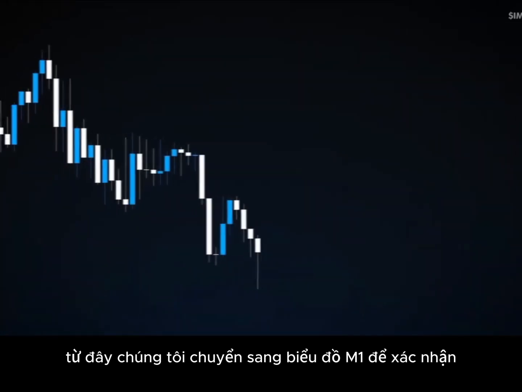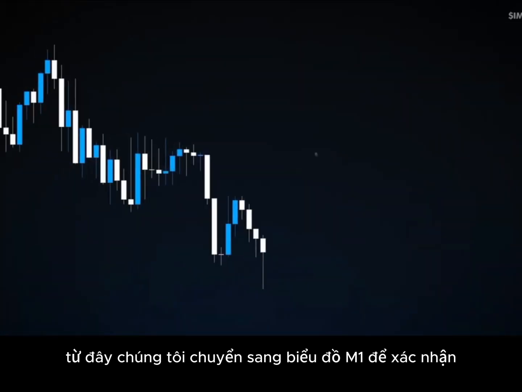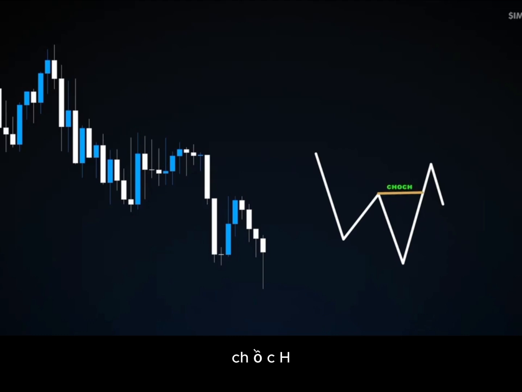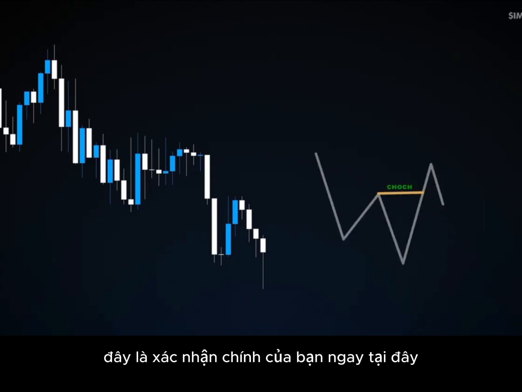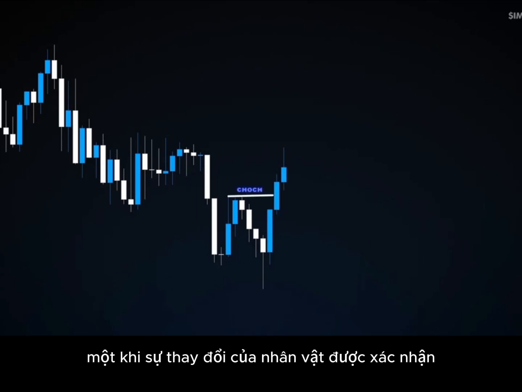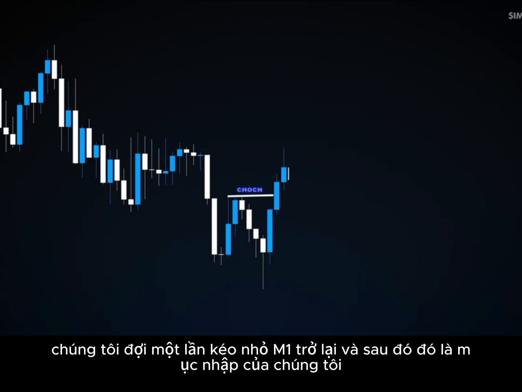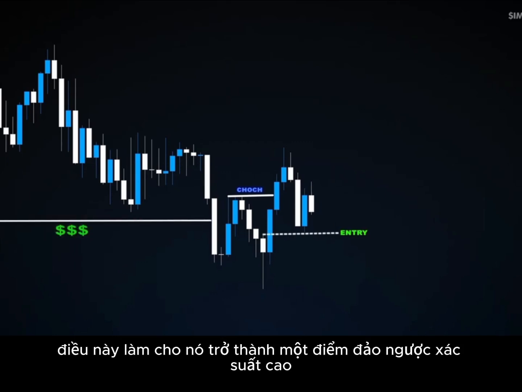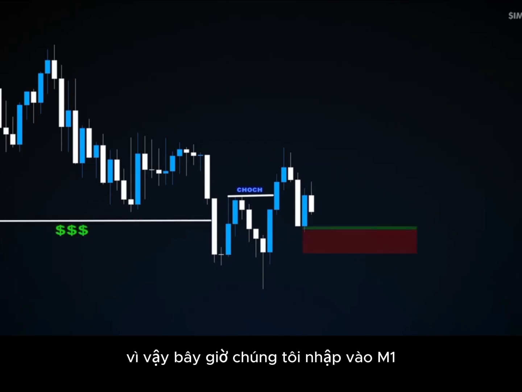From here, we shift to the M1 chart to confirm. On the M1, you want to look for a change of character, or CHoCH. This is your main confirmation. Right here, we get a fractal high break, signaling that momentum is shifting. Once the change of character is confirmed, we wait for a small M1 pullback, and then that's our entry. Remember, this setup already swept liquidity on M15, which makes it a high probability reversal point. So now we enter on M1.